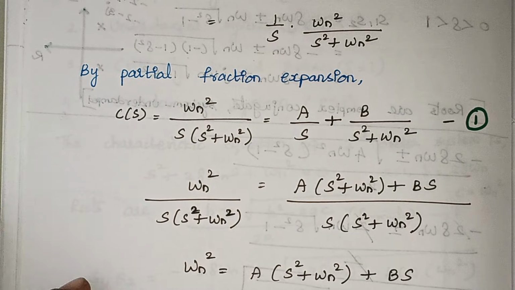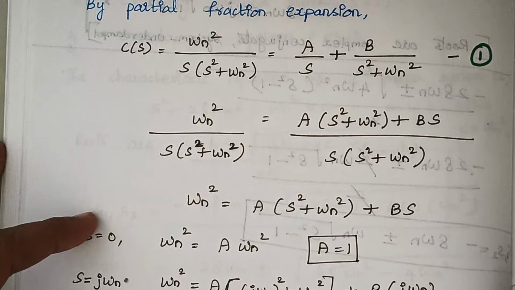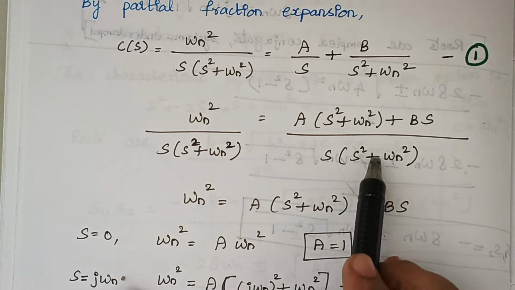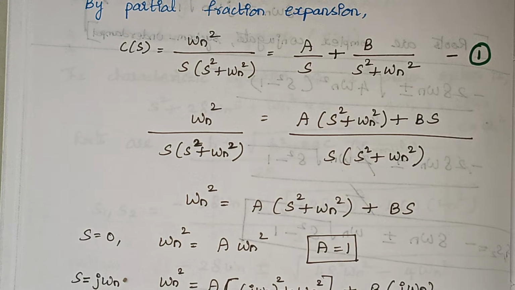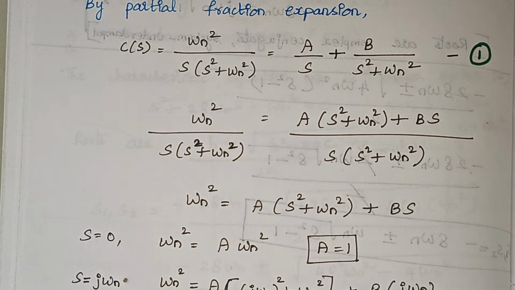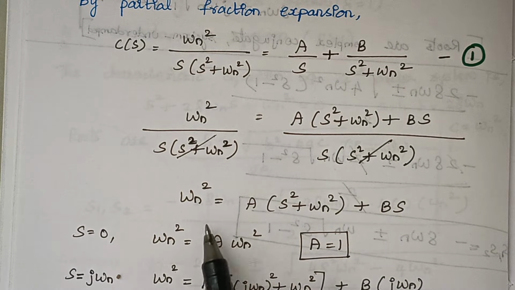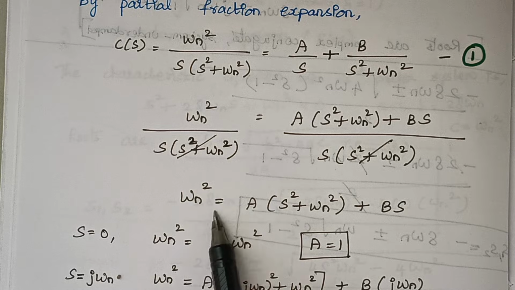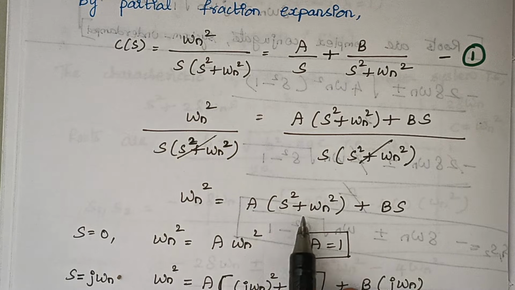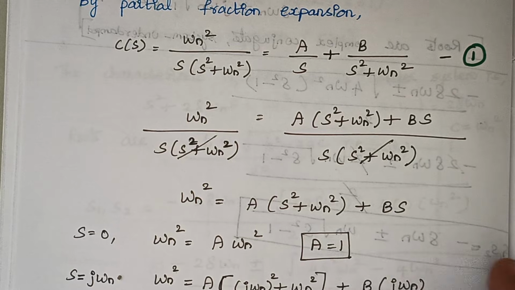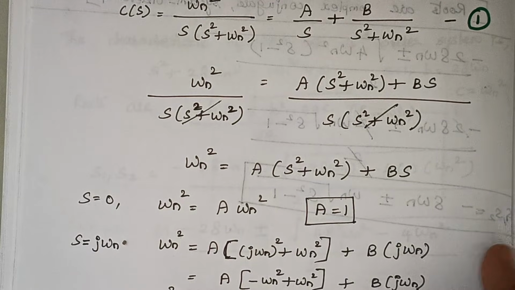So when you compare these two expressions, what happens? The denominator terms are equal. Right. We are having the same denominator terms. So as we are having same denominator terms, these two terms cancel each other. So here these two terms cancel each other and here we will be having omega n square equal to A into S square plus omega n square plus BS. Now we must find the values of A and B.